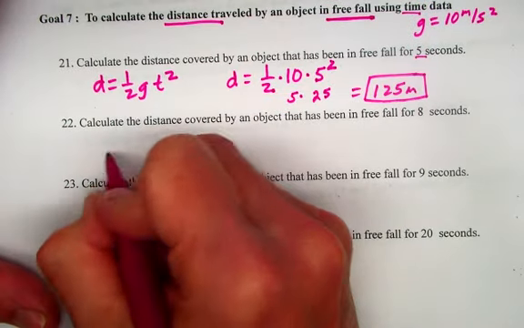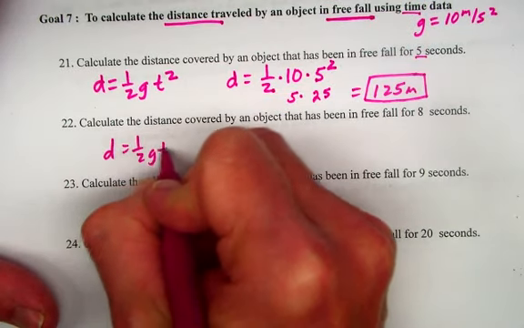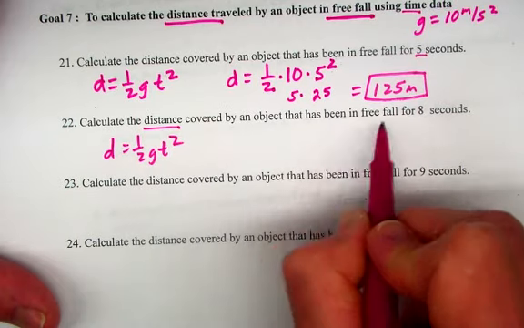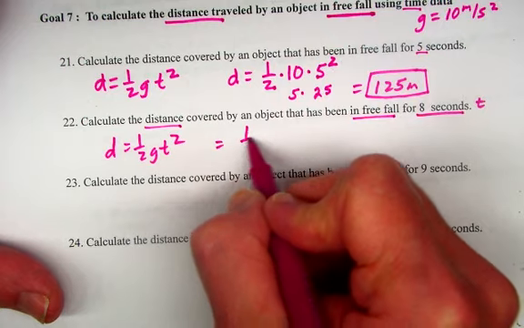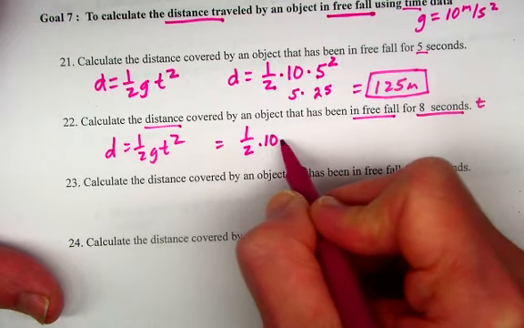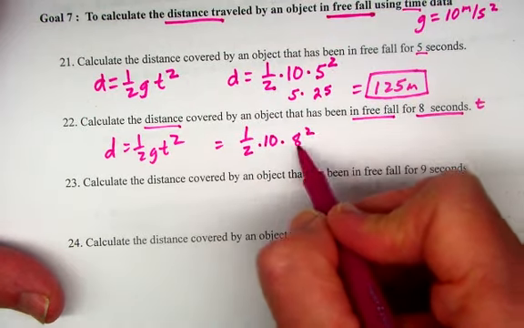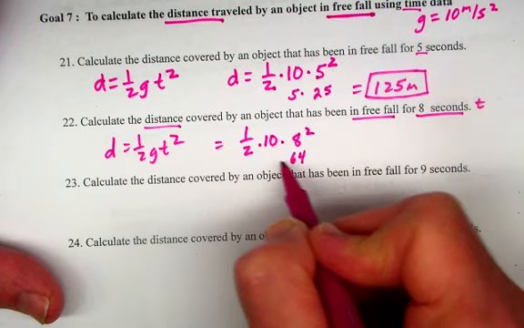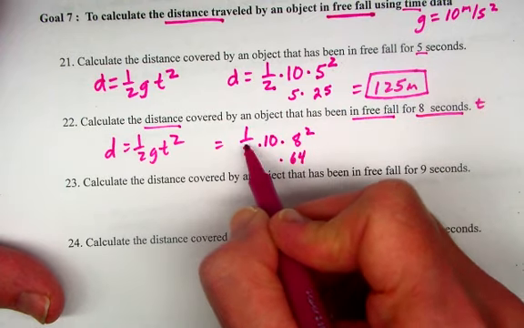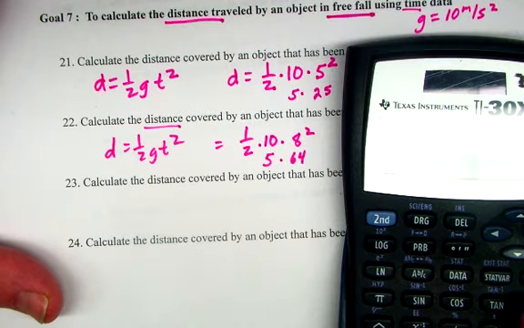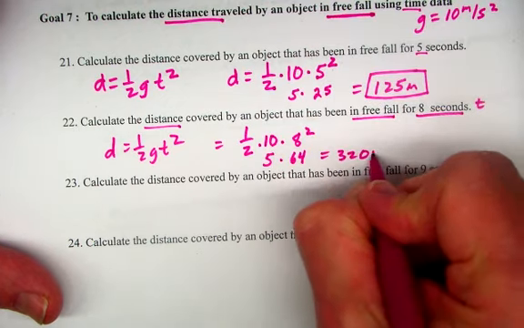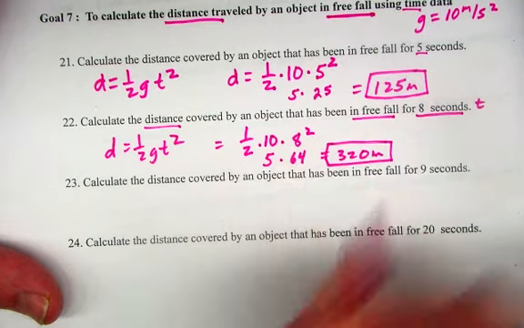The next one, same equation, d equals 1/2 gt squared, because we're looking for the distance. We know it's in free fall. They're giving us a time. So our equation is 1/2 times 10 times 8 squared. 8 squared, 8 times 8 is 64, times 10 divided by 2, or times 0.5, is 5. So 64, I'll use a calculator for that. So 64 times 5 equals 320. So the distance for 22 would be 320 meters.